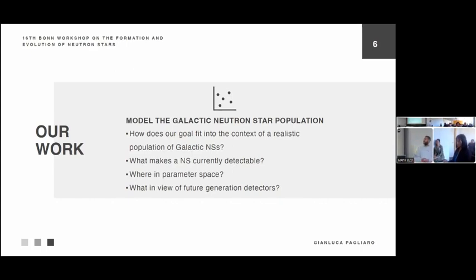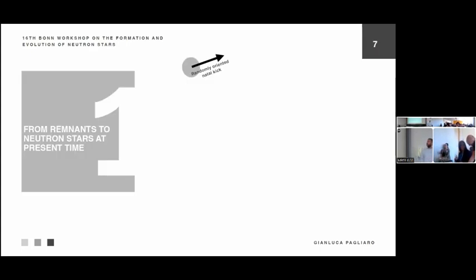So what we did here was try to model the galactic neutron star population, making use of a synthetic data set, to assess different things. We want to understand what we've done so far in terms of putting constraints on the galactic population. What kind of astrophysical objects are we hoping to detect at current sensitivity? Where in parameter space should we focus our attention? And how does the picture change as we move towards future generation detectors?